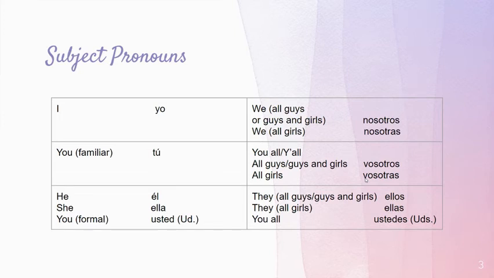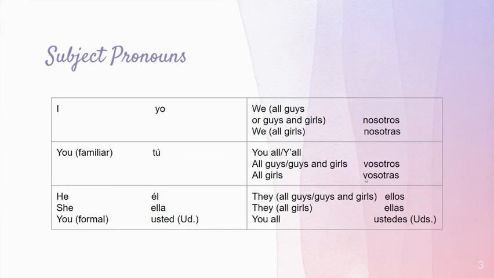And then the very bottom right box there for subject pronouns, we're saying they, and it's going to be all guys or guys and girls, and that's ellos. If we're using all girls only, then that becomes ellas. And then finally, if you want to say you all, you use ustedes, and this can be abbreviated UDS.